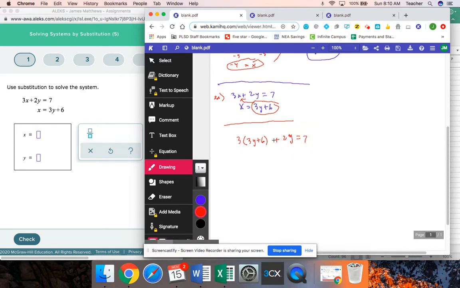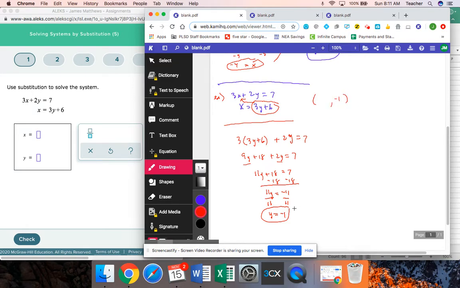So now I can solve this thing for y. So I can distribute: 9y plus 18 plus 2y is equal to 7. So we're going back to unit 1, lots of solving here. When I combine these two, I get 11y plus 18 equals 7. Let me subtract 18 from both sides. So 11y is equal to negative 11. I'm going to divide both sides by 11. y is equal to negative 1. So that's one piece of my solution.